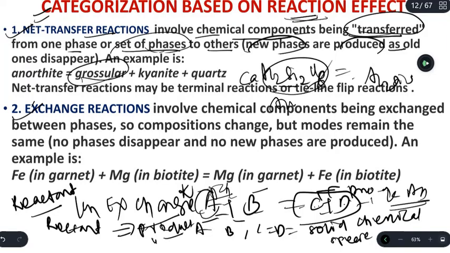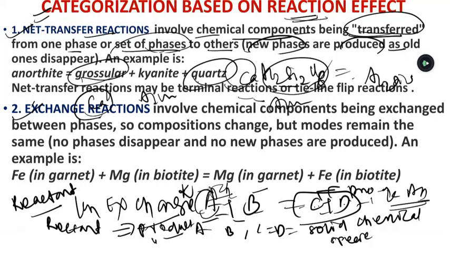So this is the aluminum bearing, this is the calcium bearing. If you see the product side, grossular is calcium bearing, right? Kyanite is aluminum bearing, along with the silica is present. That means when you give rise to the product, the chemical species is preserved, but it will give rise to different type of set of phases, the new phases, right? Old phase disappear, new phase will come, but in the product side, or in the new phase, the chemical species will be preserved. Clear?